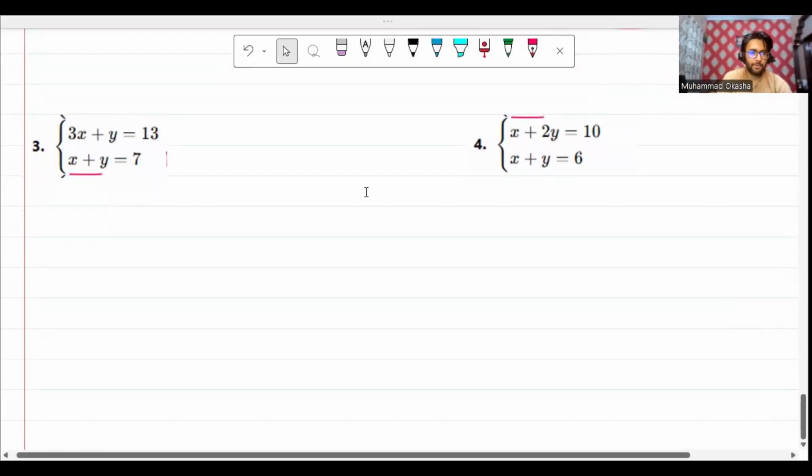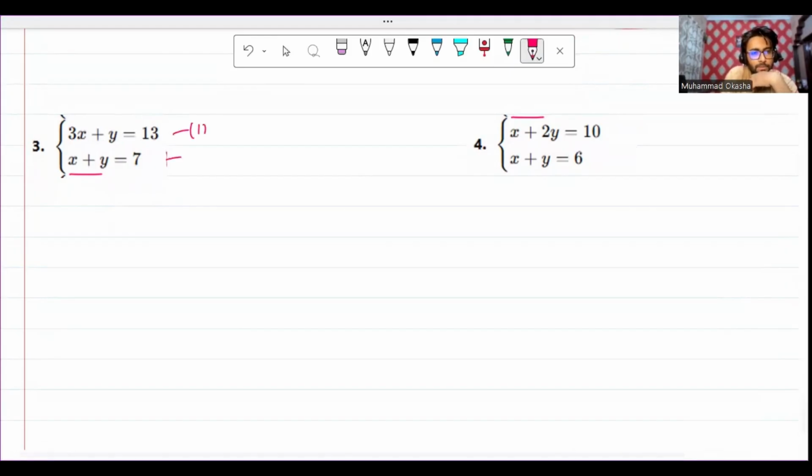Let's take a look at question number 3. For this question, we can multiply this side by, let's call this equation 1, let's call this equation 2. Let's multiply equation 2 by -1. So -1 times x plus y equals 7 times -1.